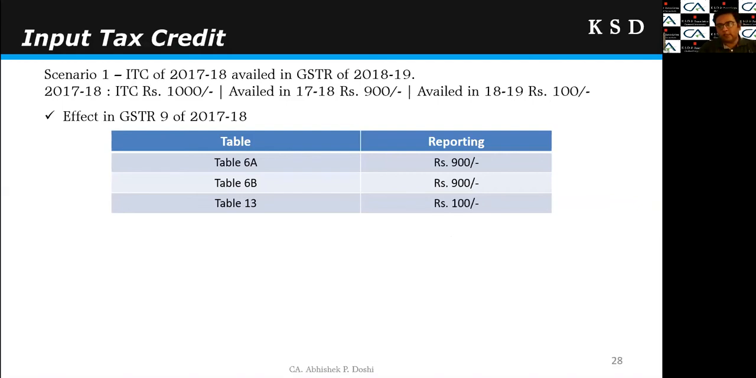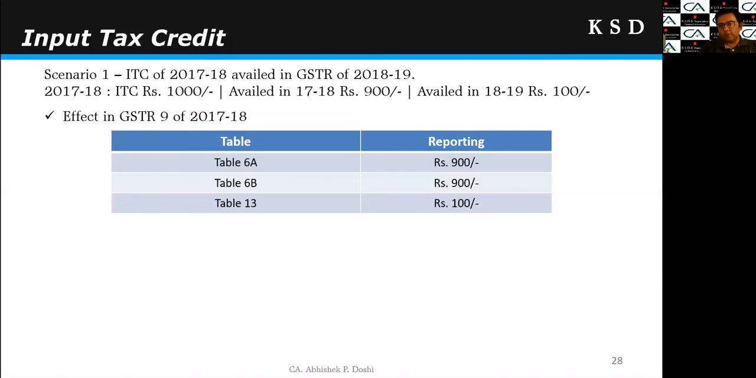What will happen in the cases of the input tax credit? In input tax credit scenario 1, ITC of 17-18 availed in 18-19. Simple case, there was ITC of 1000 rupees in 17-18, availed in 17-18 is 900 rupees, while the balance 100 rupees has been availed in 18-19.